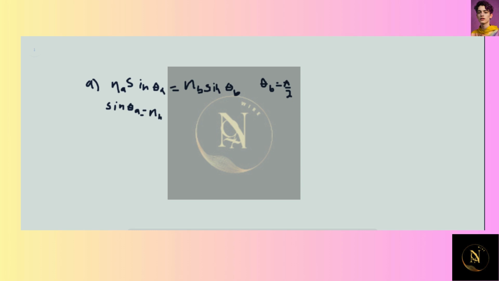nB sine, putting the value of theta B, which is A over 2 here, and then we know theta A is equal to A plus 2 alpha over 2. So this is all over A plus 2 alpha.